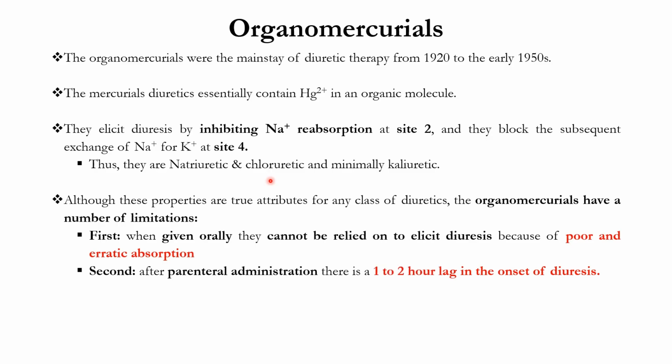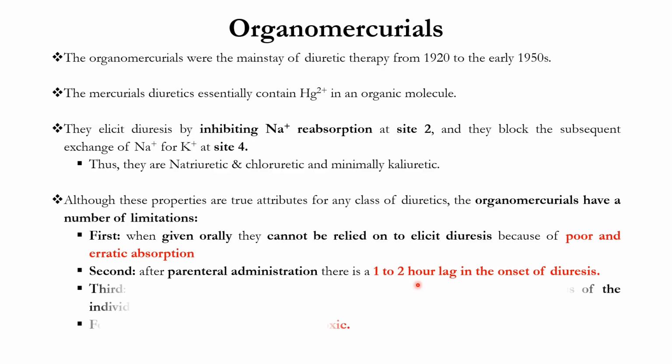To see the limitations: if they are given orally, they cannot be relied on to elicit their diuresis, because of their poor and erratic absorption. Secondly, when they are given parenterally, through intramuscular injection, they still have a 1 to 2 hour lag in the onset of diuresis.